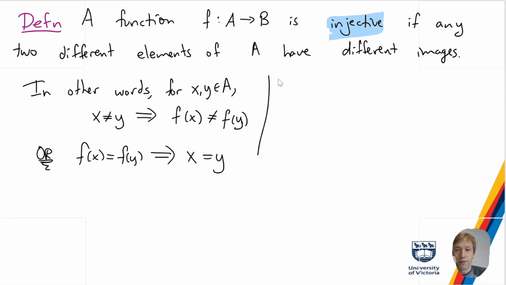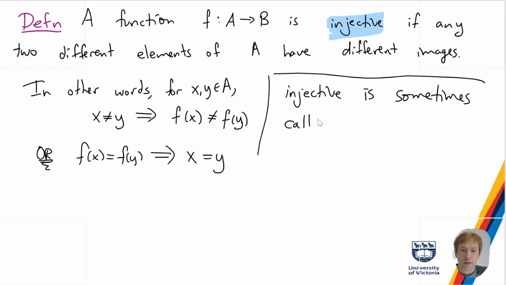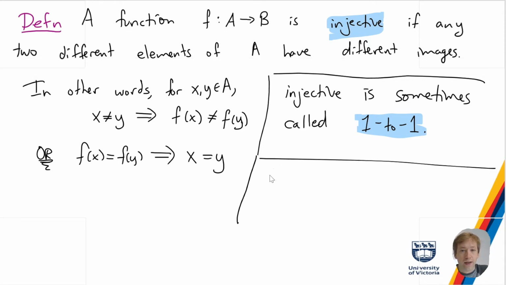Another terminology for this is, instead of injective, we sometimes say one-to-one. If I say that a function is one-to-one, that means the same thing as injective. And alternatively, we sometimes use the word injection. So if we say f is an injection, that just means that it is injective. All these things mean the same thing: f is injective, f is one-to-one, or f is an injection.